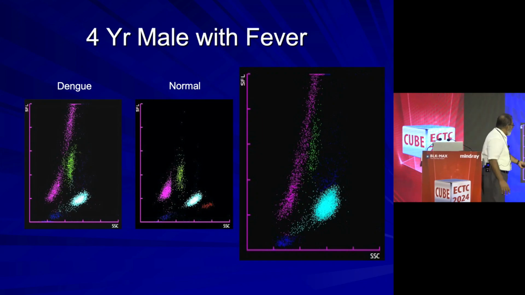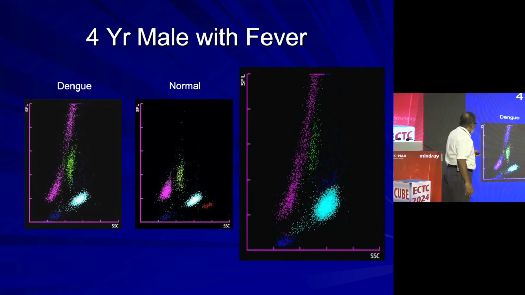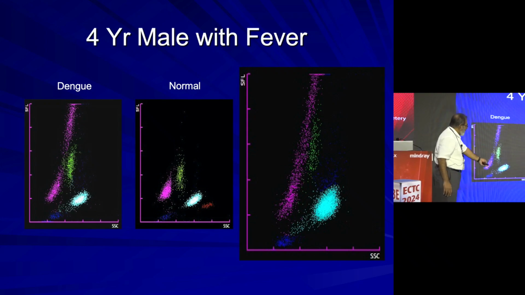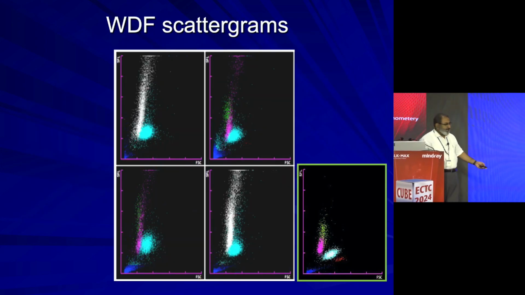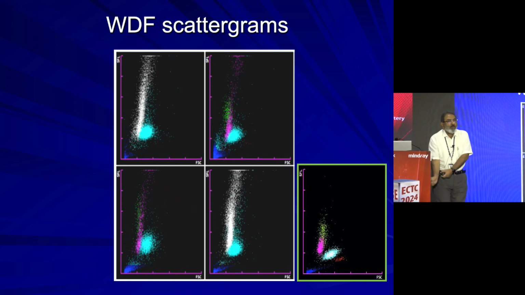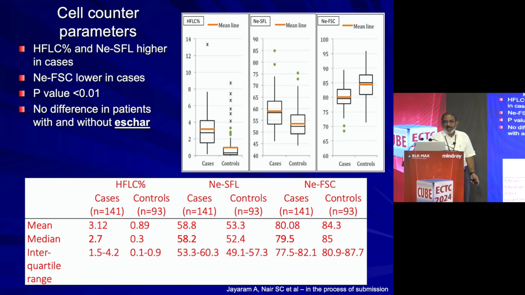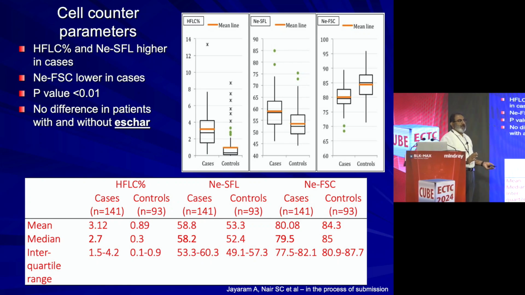So this is when you have reactive lymphocytes, and this is when you have scrub typhus. But in scrub typhus the neutrophils also undergo changes. You can see the neutrophils are reactive, and they are very susceptible to changes. So even the forward scatter looks like a golf club. This is normal, and look at this, they almost look like a golf club.